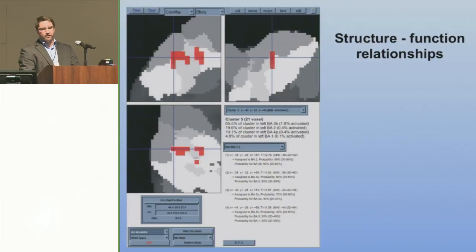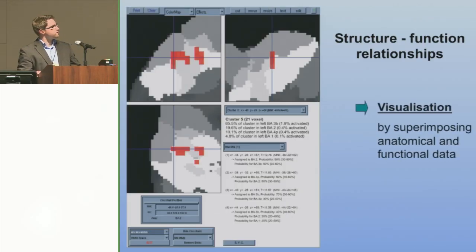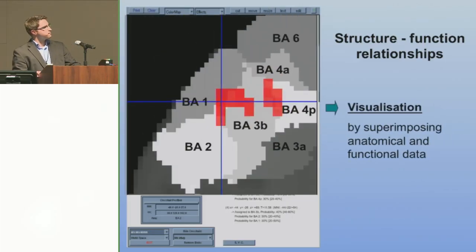And with that, we can now investigate structure-function relationships. So what you see in red is a blob from a now very old neuroimaging experiment. It was just tactile versus visual stimulation, and we got an activation on the postcentral gyrus, which obviously one would expect. And the first thing you can do is the visual superimposition.